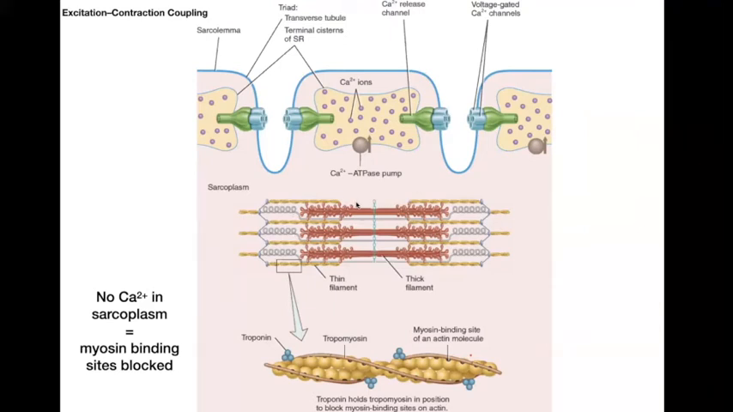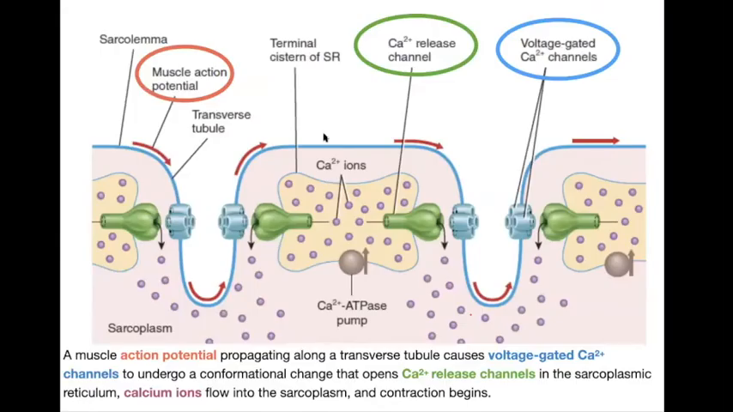There's no calcium in the sarcoplasm. There's no interaction, or only weak interaction, really, with the myosin and actin filaments. So there's no movement of the muscle. Then we get the muscle action potential right here, traveling down the sarcolemma, down those T tubules right over here.